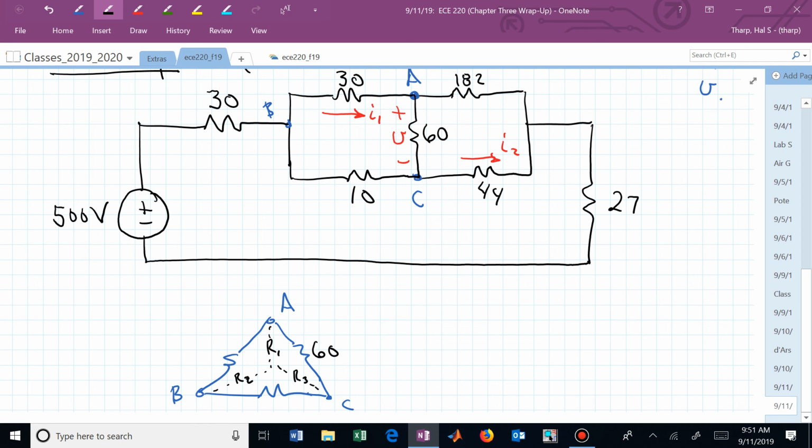So yes, we may have to go forward, go back, go forward and back to iteratively find I1, I2, and V. See if you can do that.